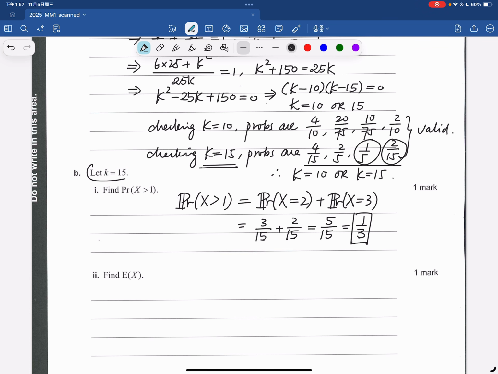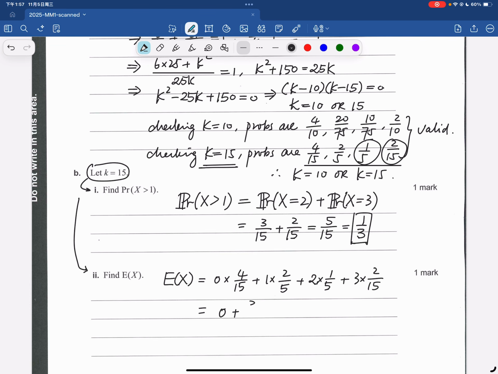And notice this part of B has the same condition for both subparts. Therefore, to calculate the expected value of x, I'm going to multiply the x value by the probabilities. So for example, 0 times 4 out of 15 plus 1 times 2 out of 5 plus 2 times 1 out of 5 plus 3 times 2 out of 15. So eventually you get 0 plus 2 plus 2, that's 4 out of 5.